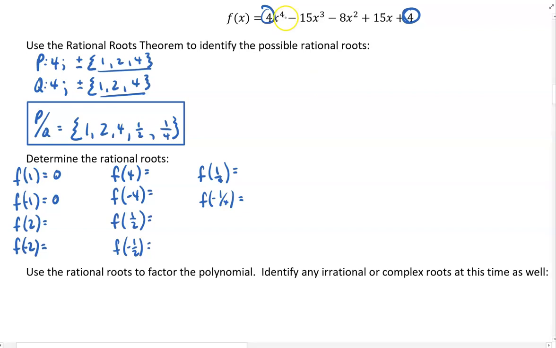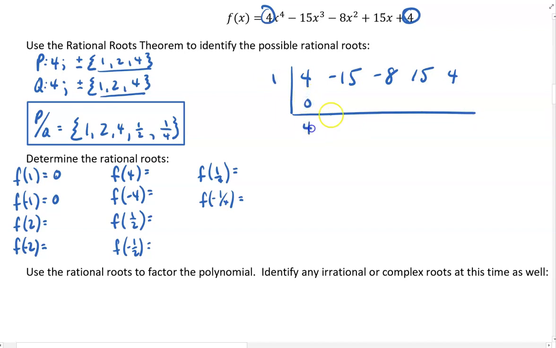I can reduce this from a 4th degree polynomial to a 2nd degree polynomial, and I personally find it a little bit faster to find my zeros that way. Let me show you what I mean. If I use 4, -15, -8, +15, and 4, I know that one of my known zeros is here at 1.